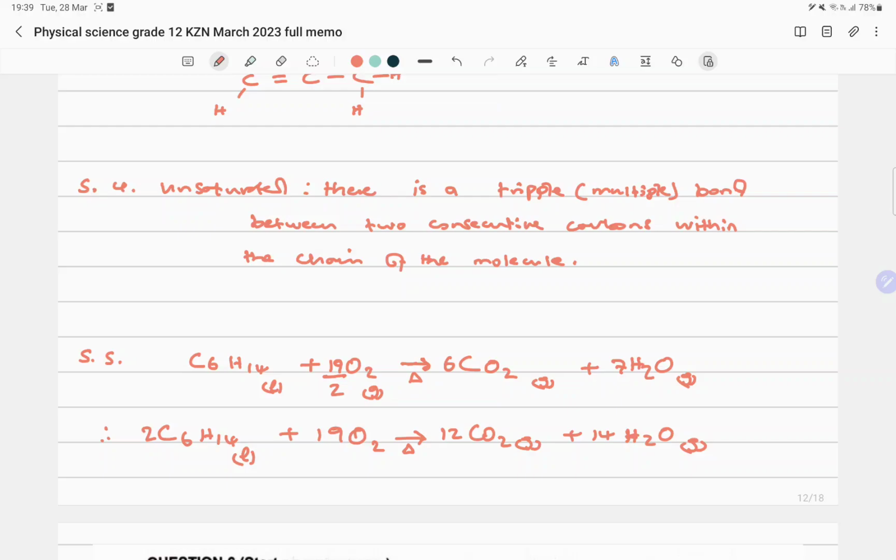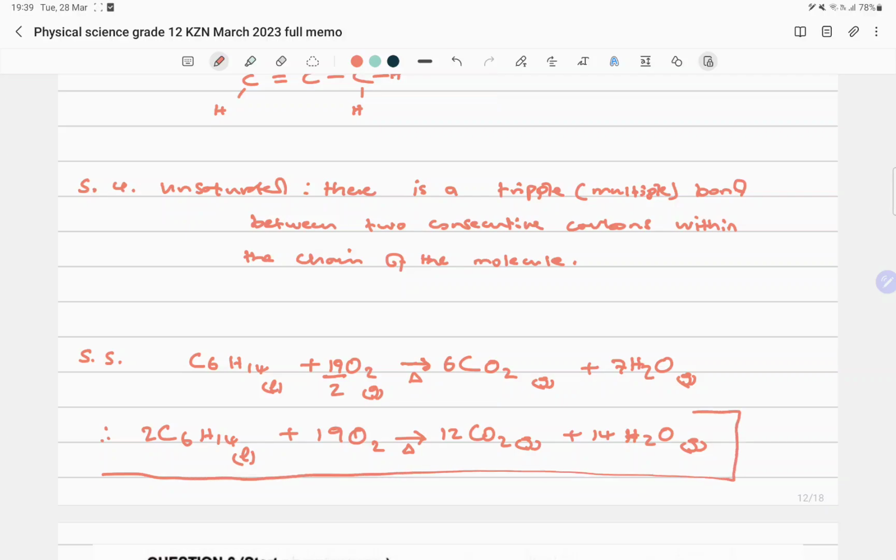Is it now balanced? The answer is a hell yeah, because we've got how many carbons here? 12. There's 12 carbons there. We've got now 28 hydrogens, and then we've got 14 by 2, it's 28 hydrogens. We've got 38 oxygens. This is now 12 by 2, which is 24. 24 plus 14 is 38. So everything is perfectly balanced. So this is your answer.